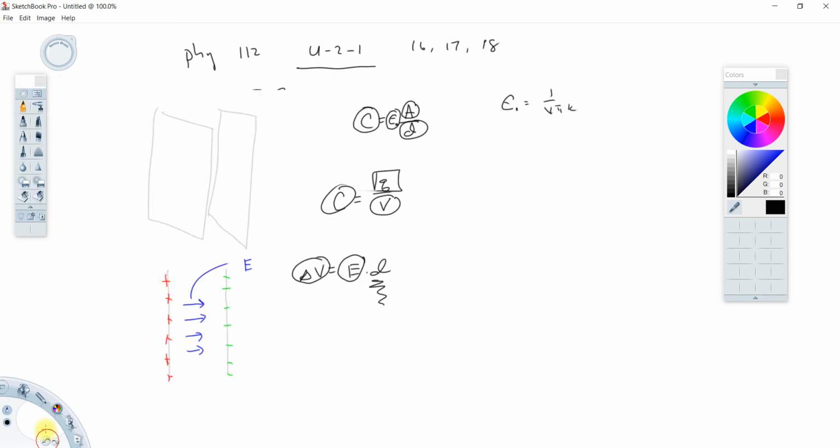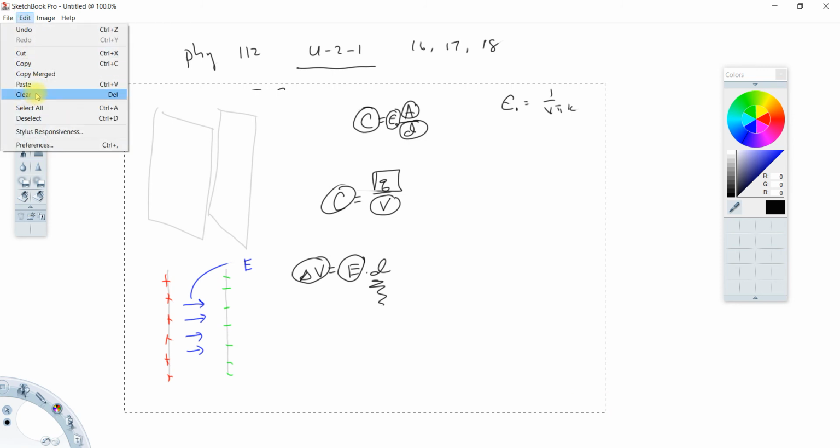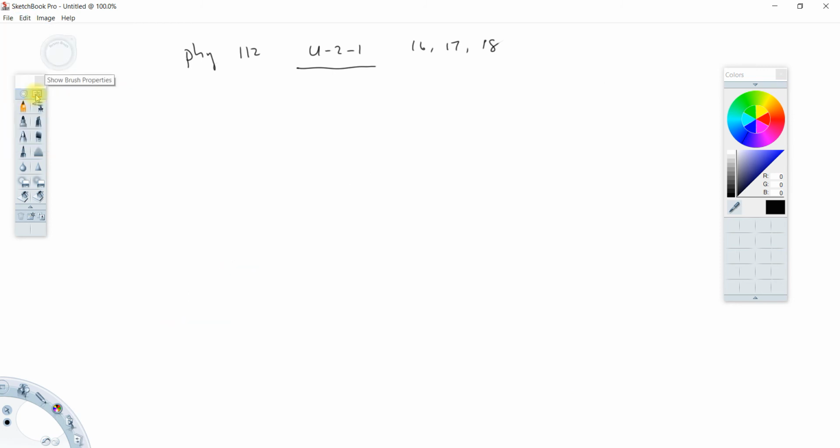Okay, oops, I did not want to clear that whole deal, sorry. Okay, 18, let's see, air breaks down and conducts charge as a spark if the electric field exceeds 3 million volts per meter. So we've been given this, a field strength of 3 times 10 to the 6 volts per meter, and again that's dimensionally the same as a Newton per Coulomb. Determine the maximum charge that can be stored on an air-filled capacitor plate.